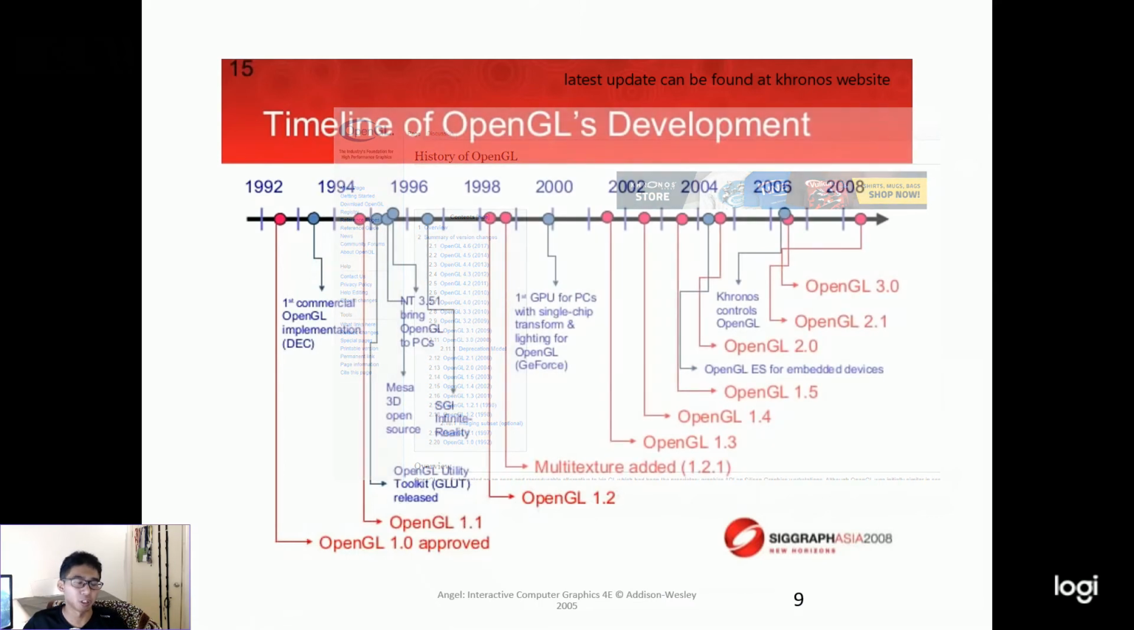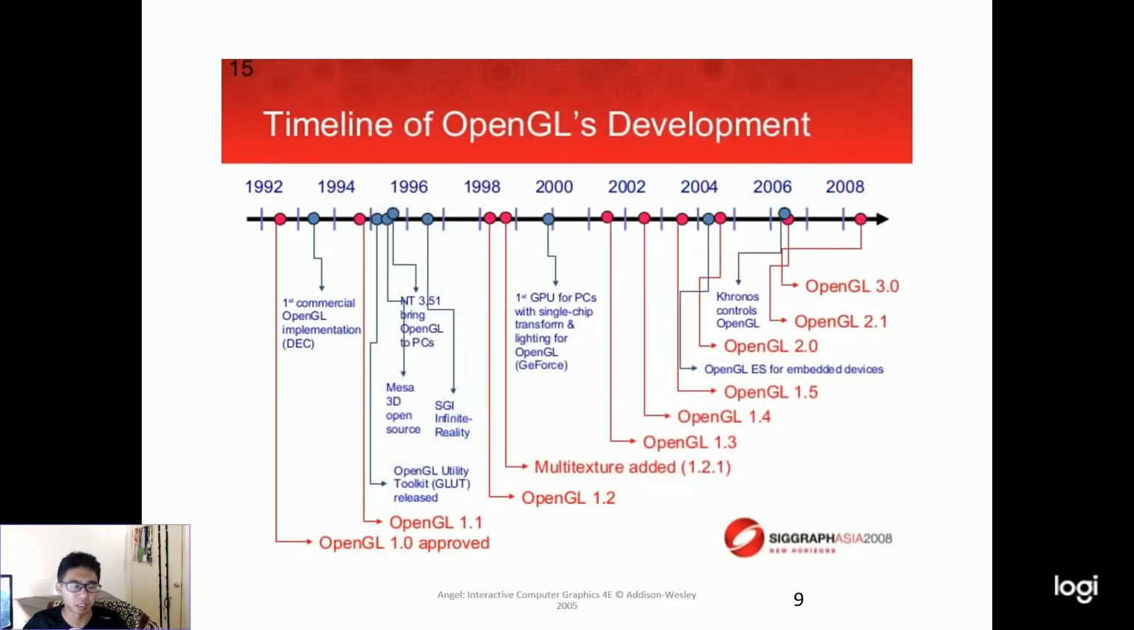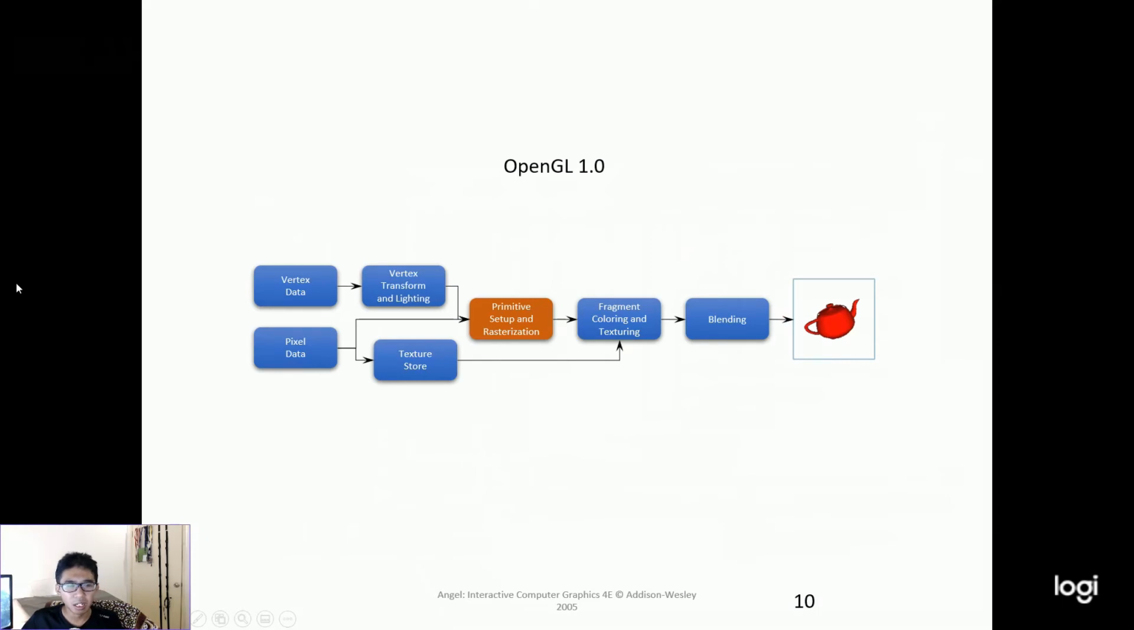Okay, of course, there are a lot of other graphic APIs, such as Metal, DirectX, and also Vulkan. So let's compare: what is the first version of OpenGL?